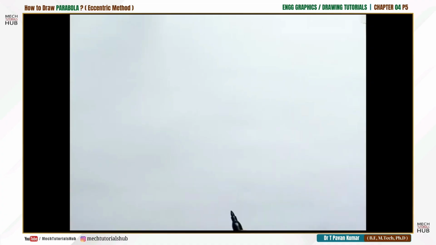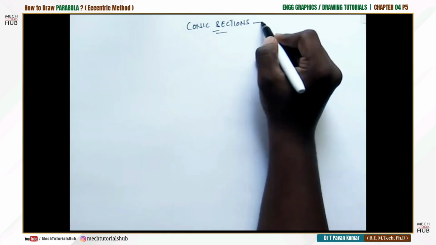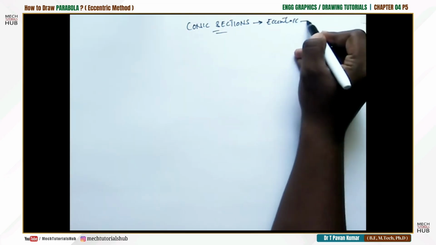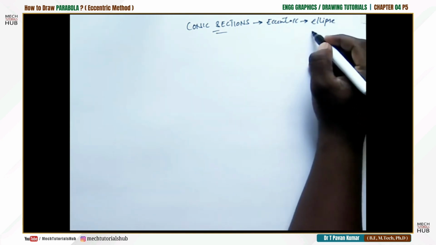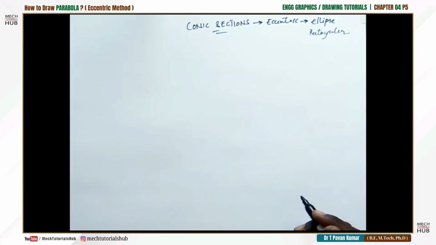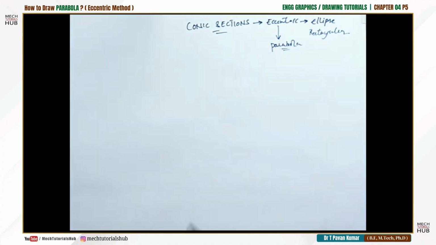Hello students, in this video lecture we'll continue with conic sections, where we'll discuss how to draw a parabola by the eccentricity method. We have already seen the eccentricity way of drawing an ellipse, and in the previous lecture we saw the rectangular method of drawing an ellipse. Now we'll see how to draw a parabola by using the eccentricity method.